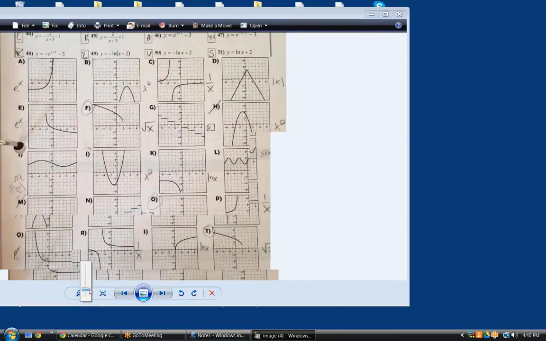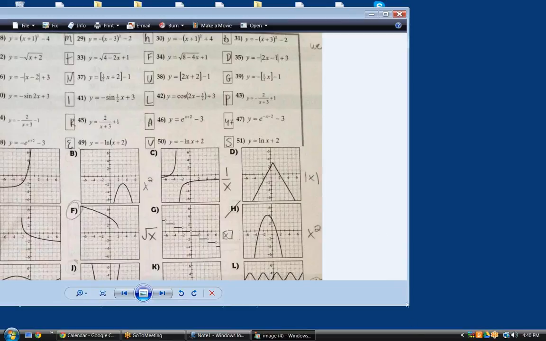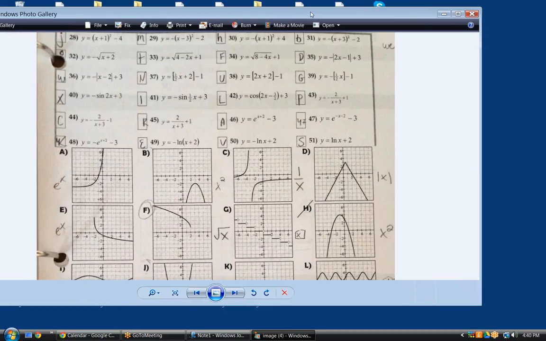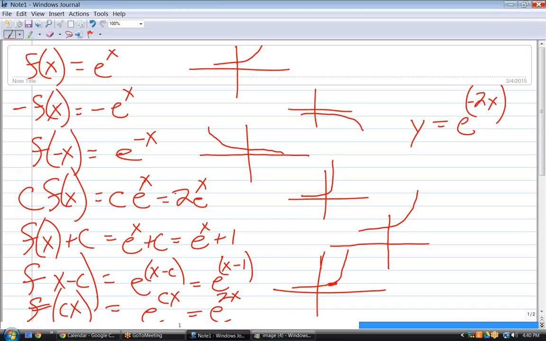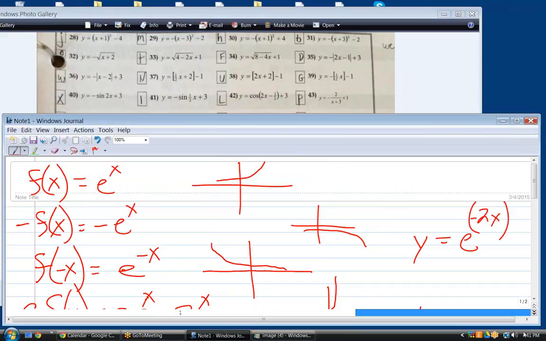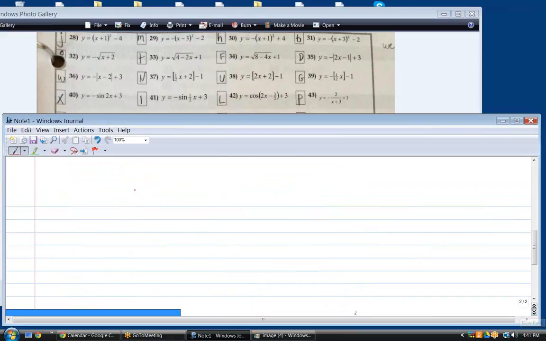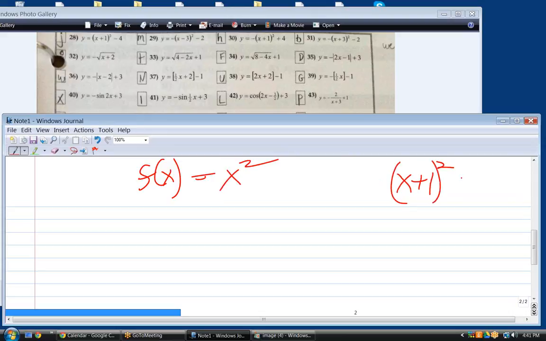I drew on it a little. All right. I presume what we're doing is matching up these functions with one of the graphs. Yep. Okay? 28. What function is that? 28. What's the parent function? X squared. Okay. What's being done to it? F of x is equal to x squared. Then what is x plus 1 squared minus 4? What two things are being done?